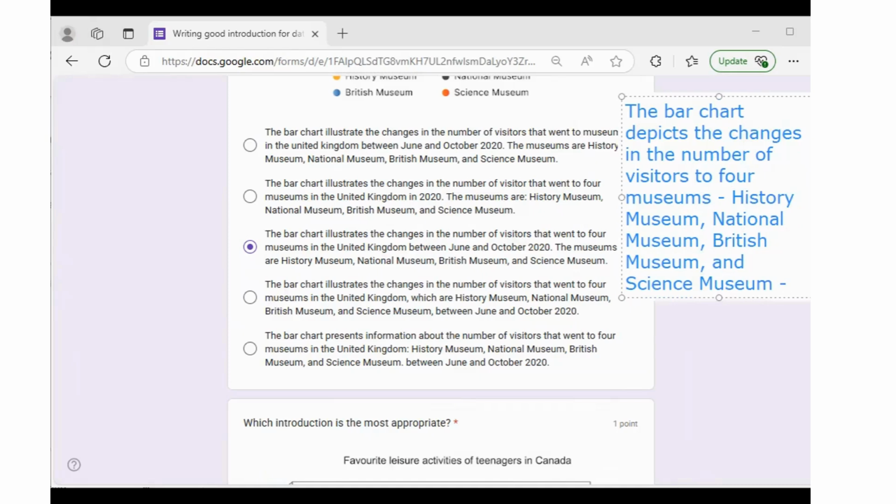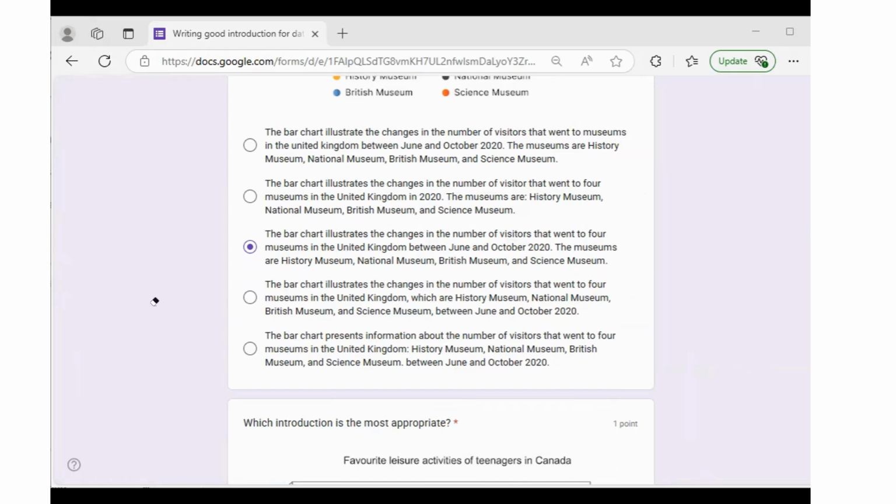The bar chart depicts the changes in the number of visitors to 4 museums in the United Kingdom between June and October 2020. This is a 1-sentence introduction. This is what it should look like. But I still prefer the 2-sentence one to this one, because some people might look at this and say it still looks awkward. So option C is still the best answer. Let's move on to the next one.